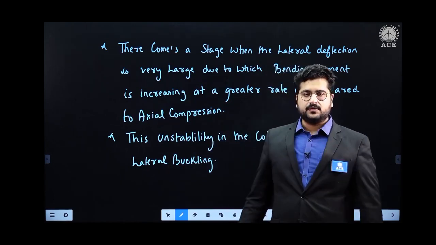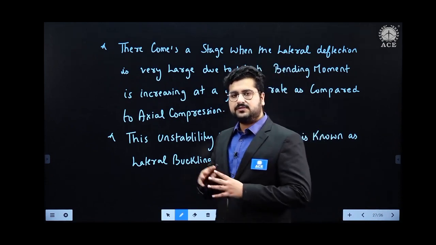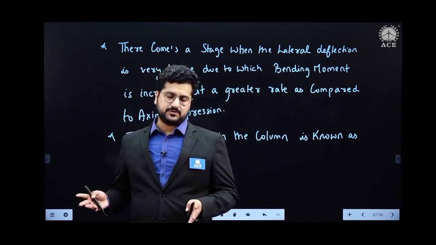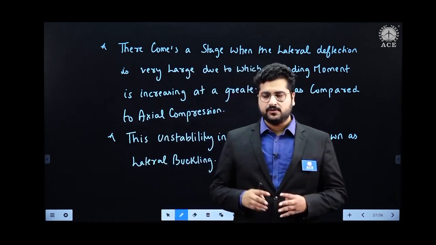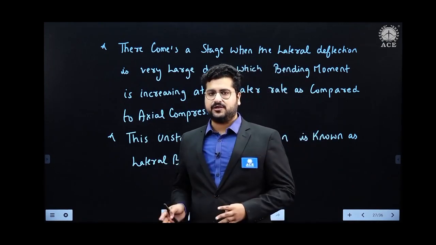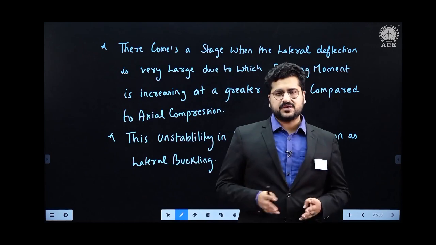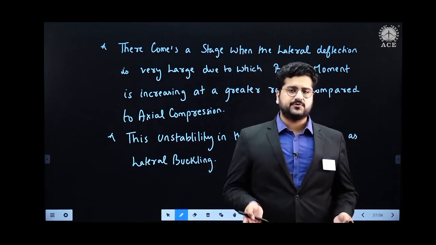Now depending upon the failure, there can be three types of compression members, or three types of columns. It can be a long column, a short column, or an intermediate column. All of them depend upon their respective value of slenderness ratio. But before this, I would like to tell you all that there are some other types of compression members also.